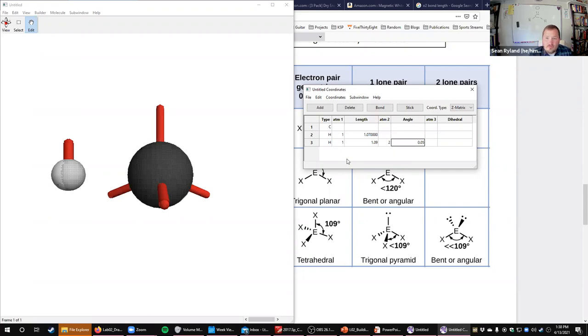So if we have a trigonal planar system here, what should our bond angle be between the two hydrogens, roughly? How many degrees apart is everything in a trigonal planar system? It's flat, so we're only in two dimensions. 360 degrees, and we need to divide that into three equal sections, right? So it should be 120.